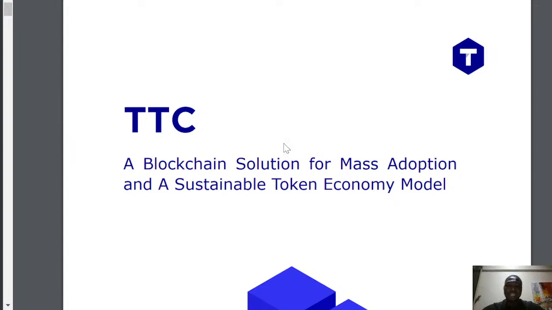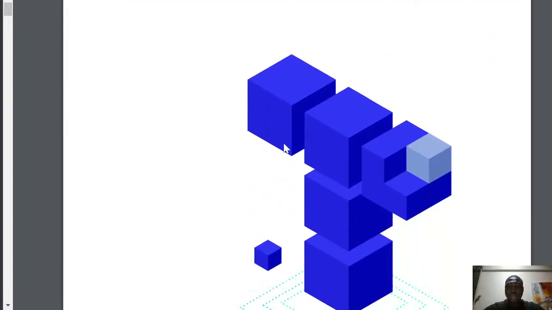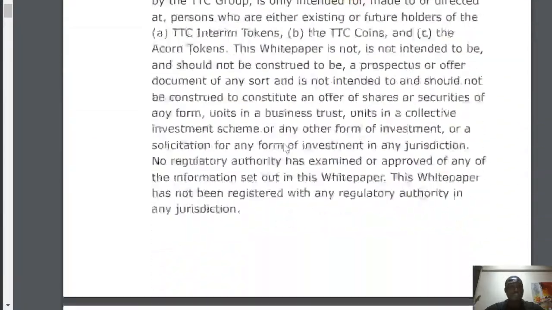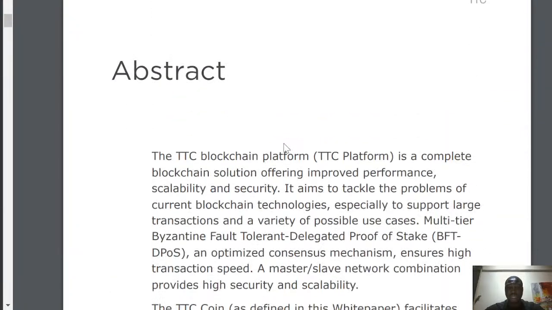So now, in getting more analysis about this token and what they are really all about, what they have to do. The company name is TTT. That is the company name. Let's check more analysis about this token.